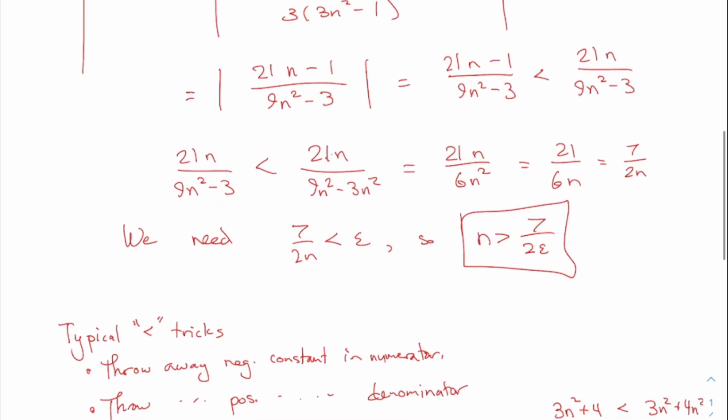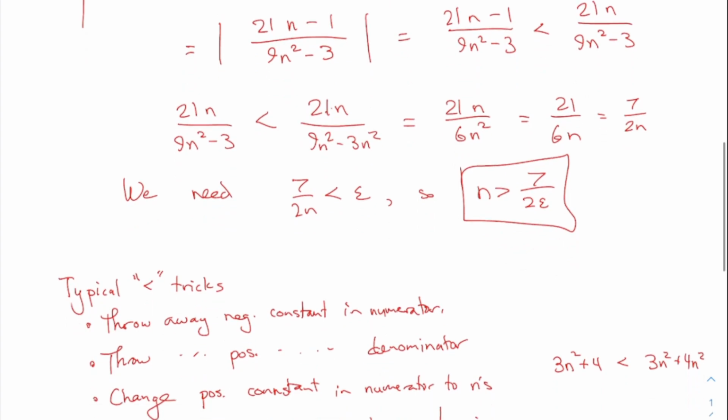What I'm trying to demonstrate and what's different about this example from before is just these weird tricks. Throwing away the minus 1 here and then changing this minus 3 to a minus 3n squared. Those are some typical less than tricks that you will want to use when you're doing examples like this. Yeah?